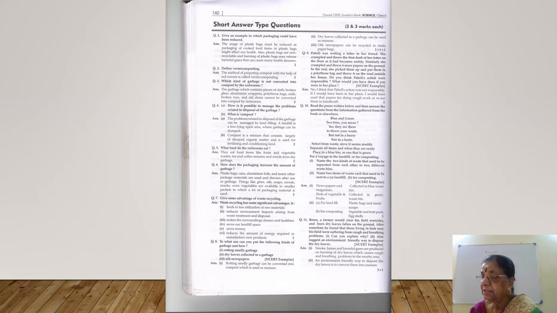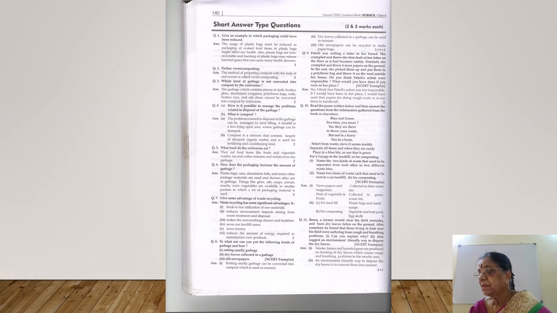Then which kind of garbage is not converted into compost by red worms? Garbage which contains pieces of cloth, broken glass, aluminum wrappers, polythene bags, nails, broken toys and old shoes cannot be converted into compost by red worms. Why so? They are non-biodegradable. It is in our book. Right?